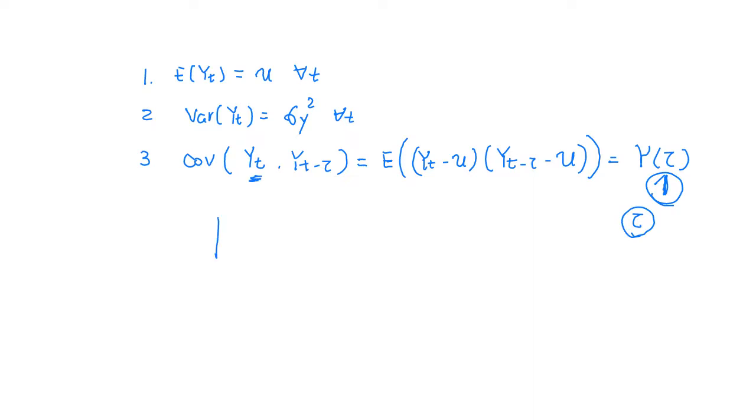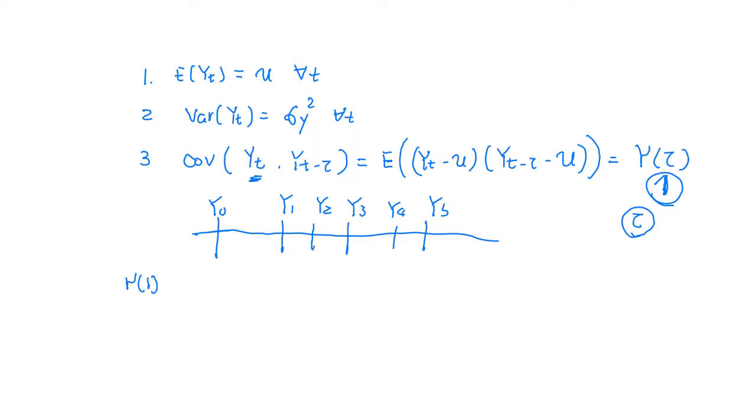So that means what? If I have random variables that look like this, say this is my y0, this is my y1, this is my y2, this is my y3, this is my y4, this is my y5. If I pin down the lag period between them, say I'm going to find gamma 1. Gamma 1 means the covariance between these two variables, right? So y0, y1, y1, y2, y2, y3, y3, y4, y4, y5. They are supposed to be the same. Okay, so this is important.